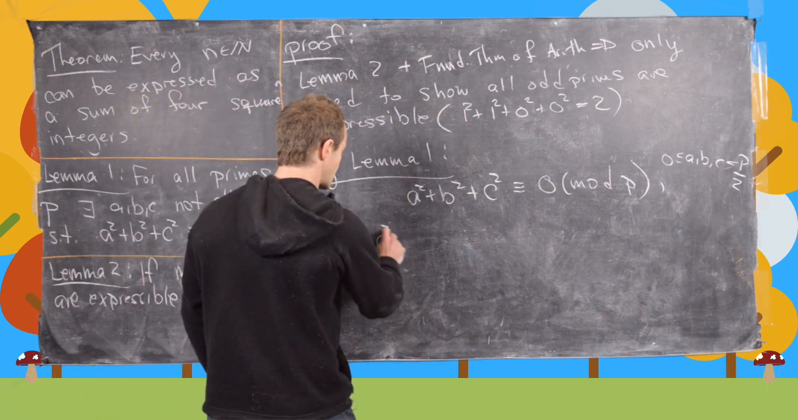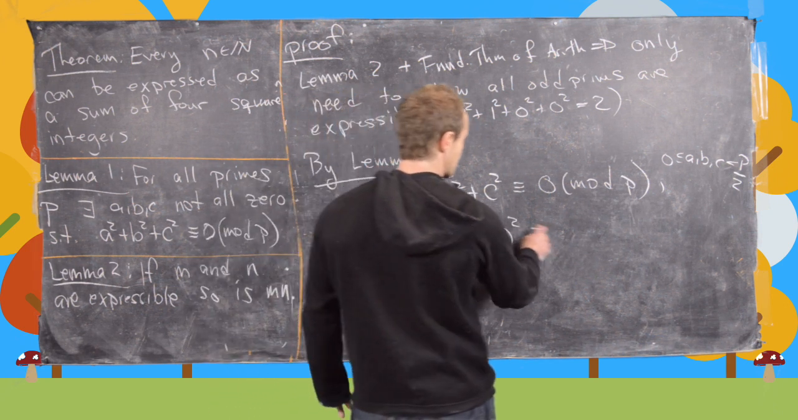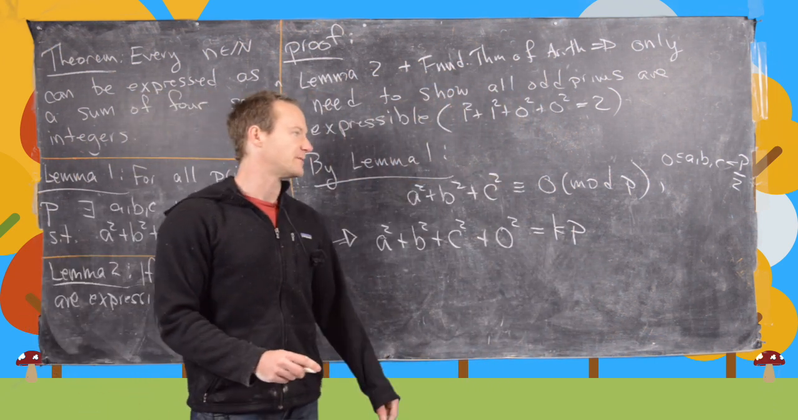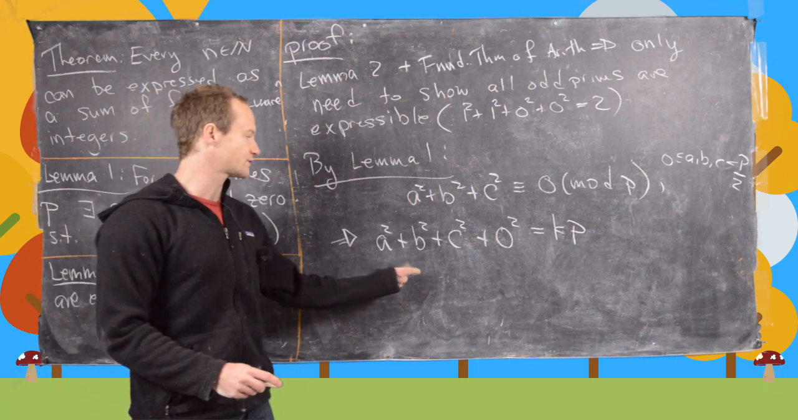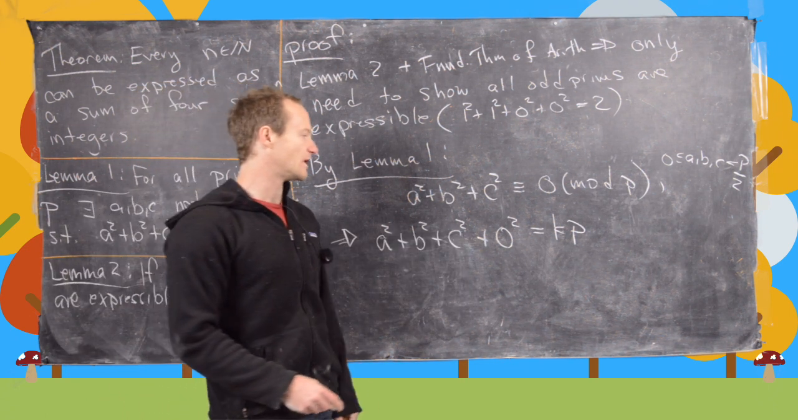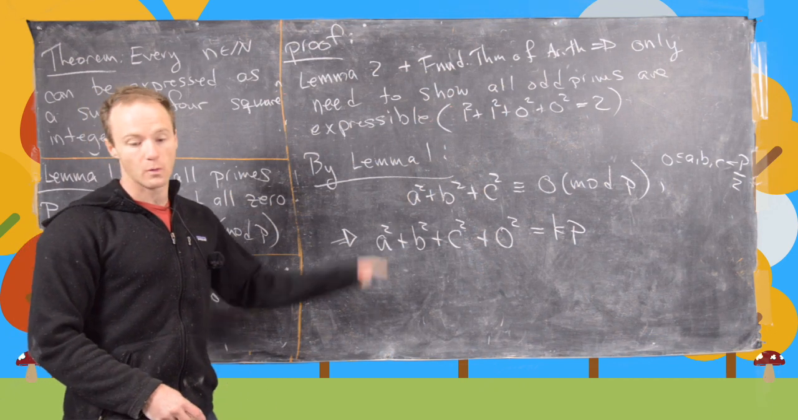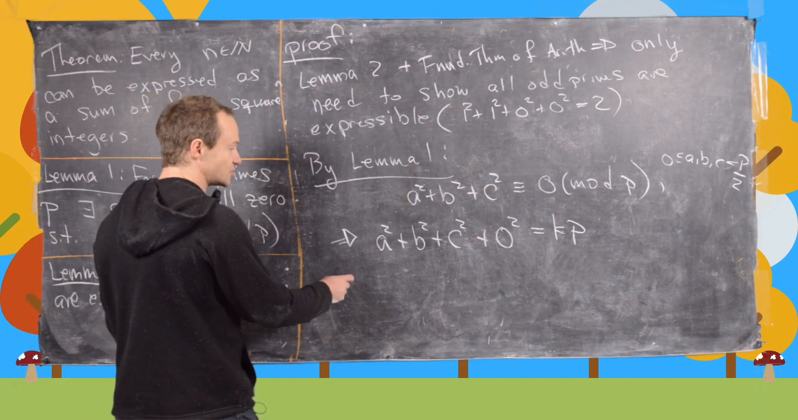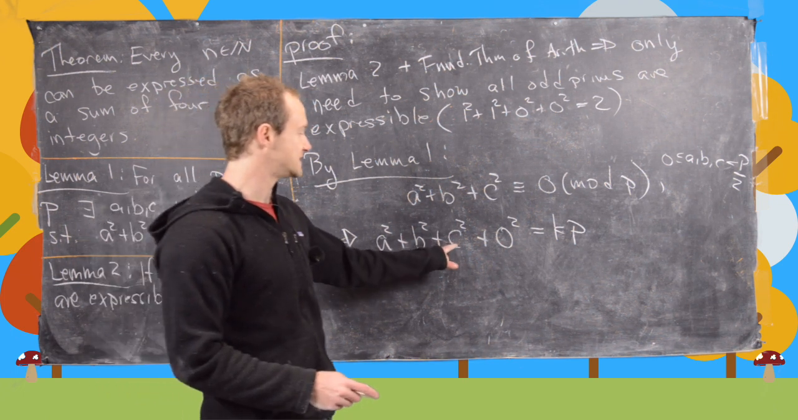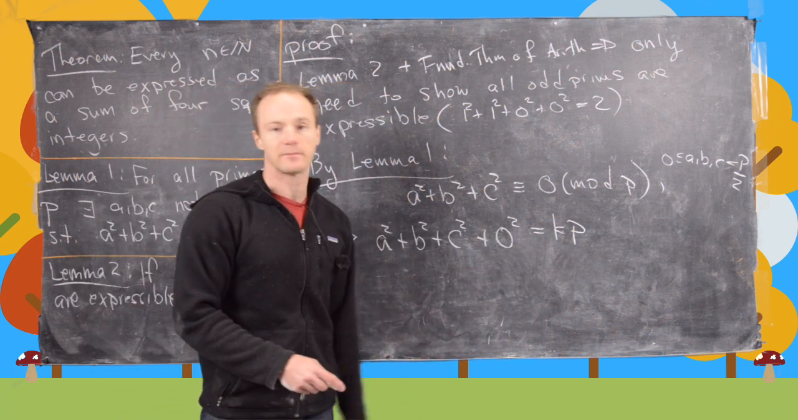We can write a squared plus b squared plus c squared plus 0 squared equals k times p. Well, that's what it means to be congruent to 0 mod p. It means a squared plus b squared plus c squared is a multiple of p, so we'll say it's kp, and then we will add a 0 to it. So what this tells us is that the equation x squared plus y squared plus z squared plus w squared equals kp is solvable for some k.